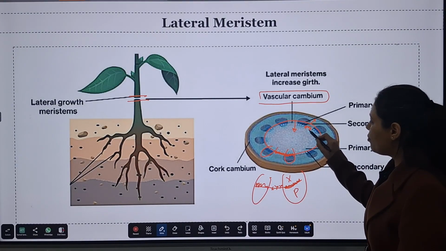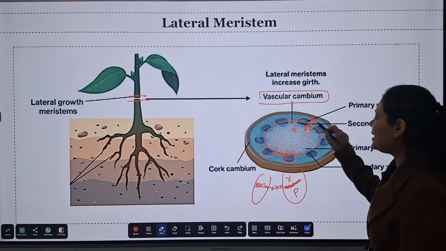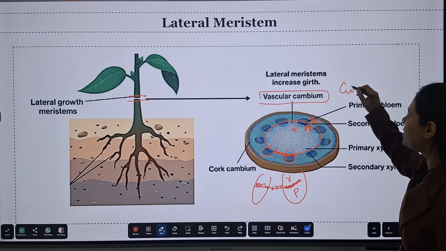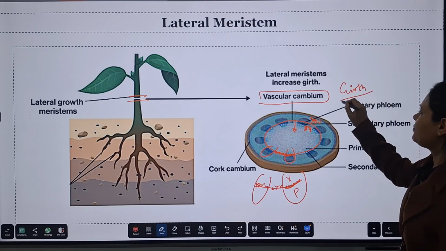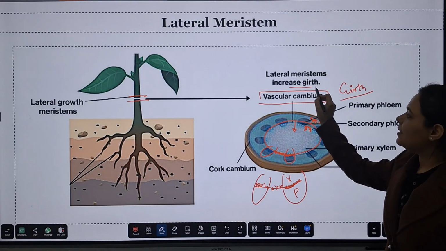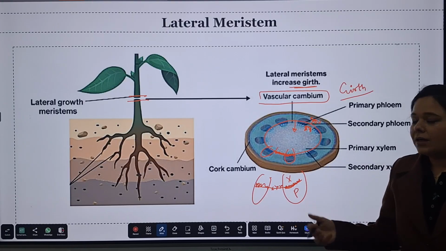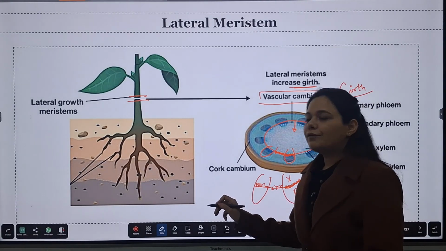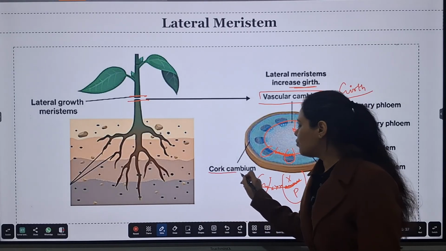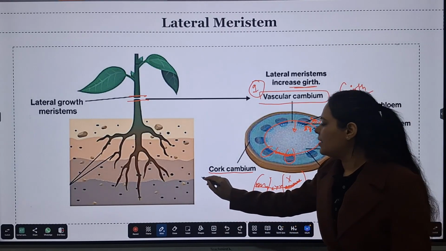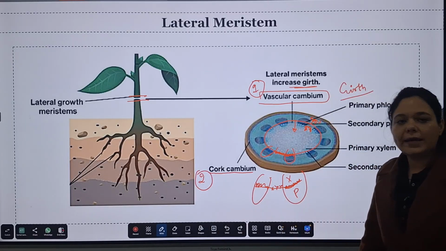When it forms more cells, it will help in increasing the thickness of the plant, or you can say girth of the plant. So this is lateral meristem. It helps in increasing the girth in the plant. Second type of lateral meristem that we see in case of older stem is cork cambium. First one was vascular cambium. Second, that we see in case of older stem, is cork cambium.